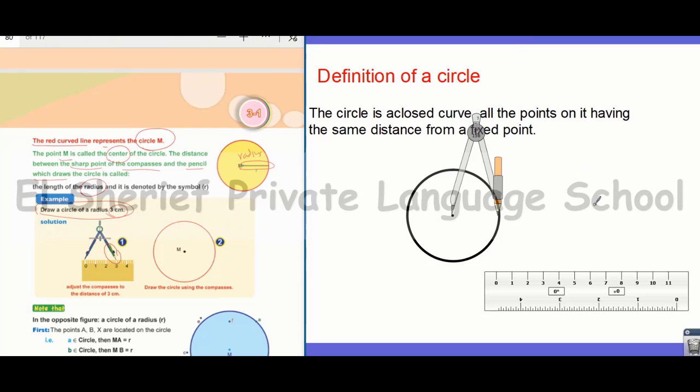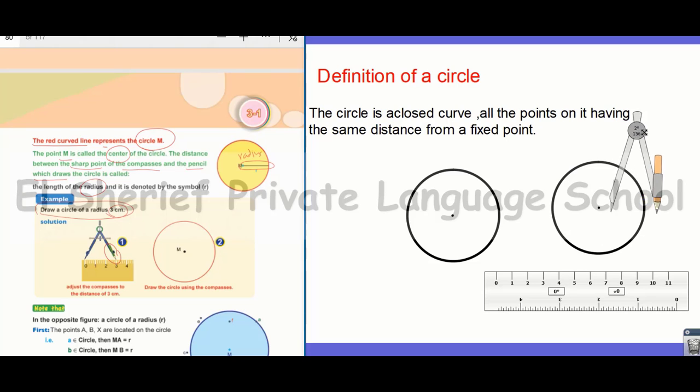First, we put the center. Then we put the metal tip on the center. Then we draw the circle as you learned. We draw the circle. This circle also has a radius 3 centimeters.